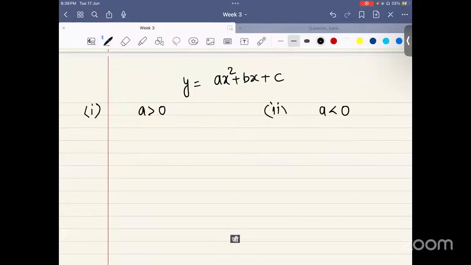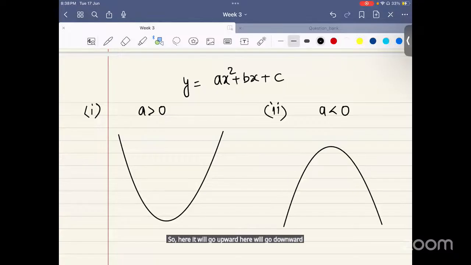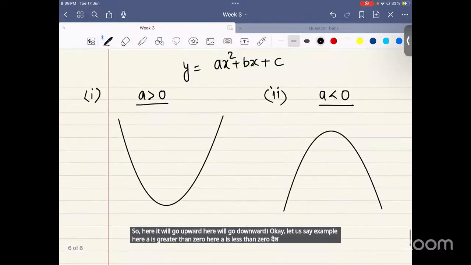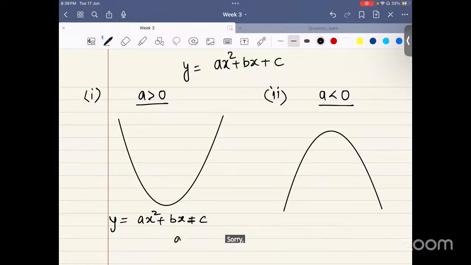The parabola will go upward? A is positive, first one. Positive, then upward. The negative, first one, A greater than 0. Correct. So here it will go upward, here it will go downward. Let's say here A is greater than 0, here A is less than 0. Just think of this as y equal to ax square plus bx plus c, where A is greater than 0.